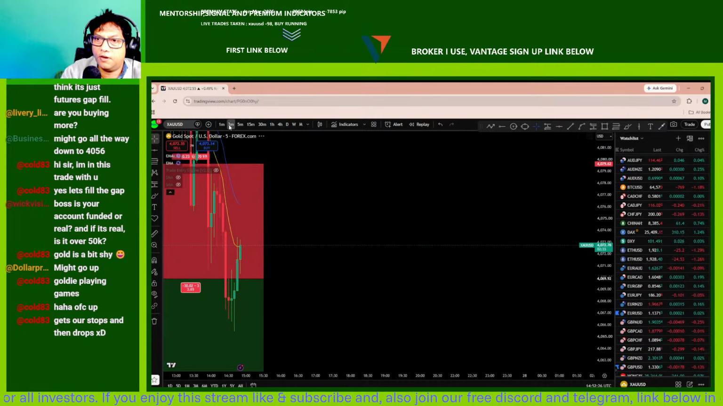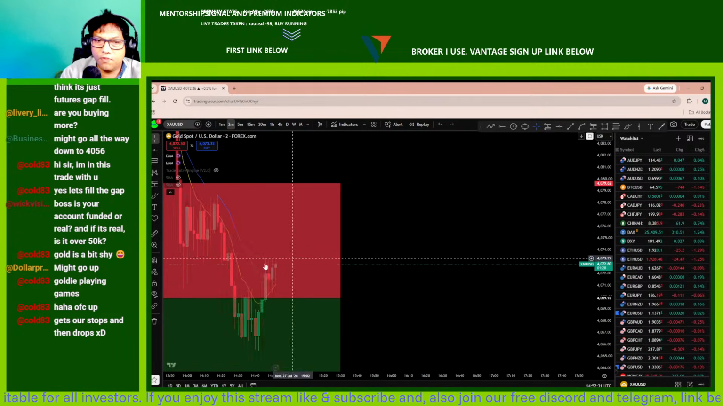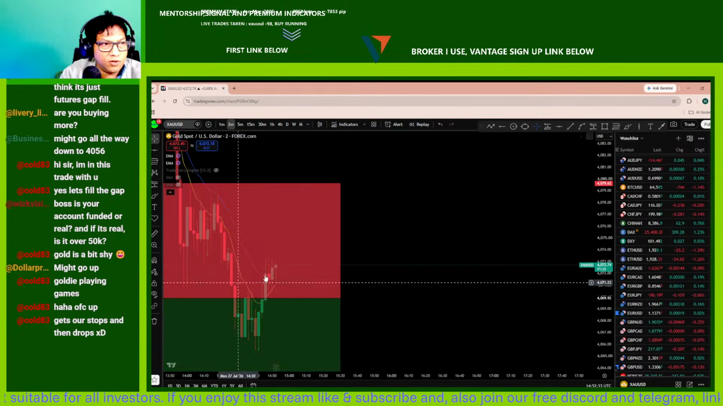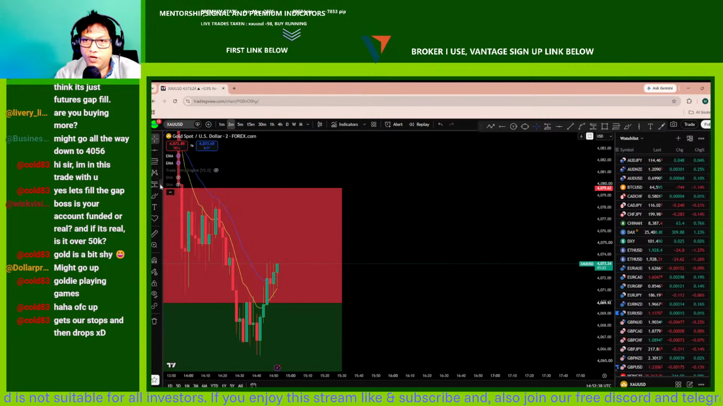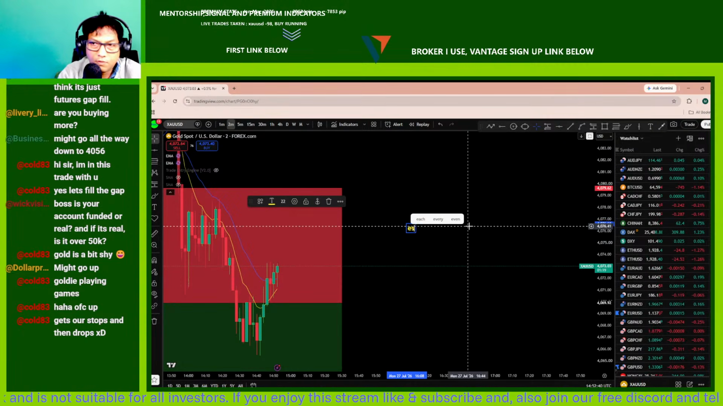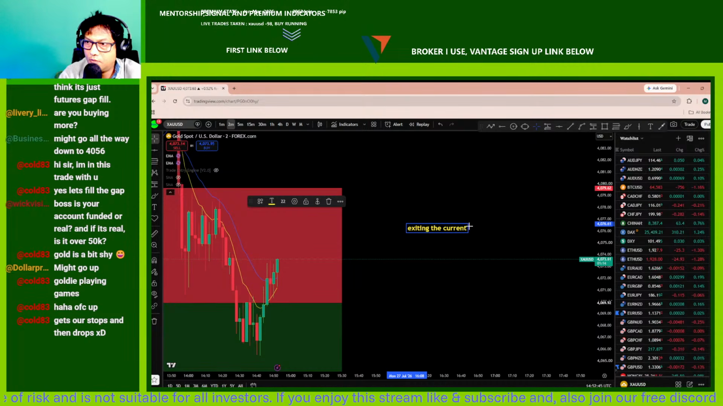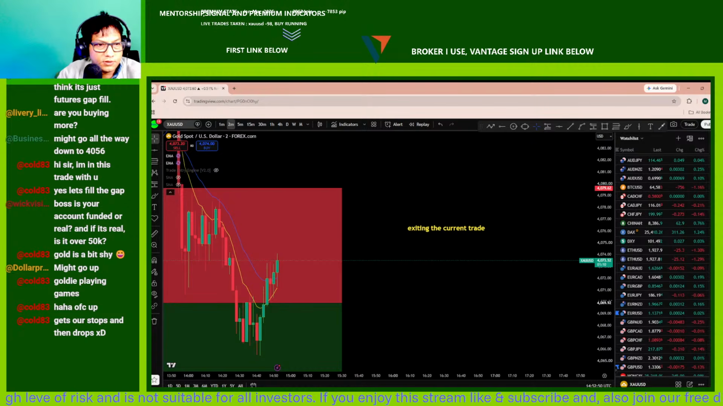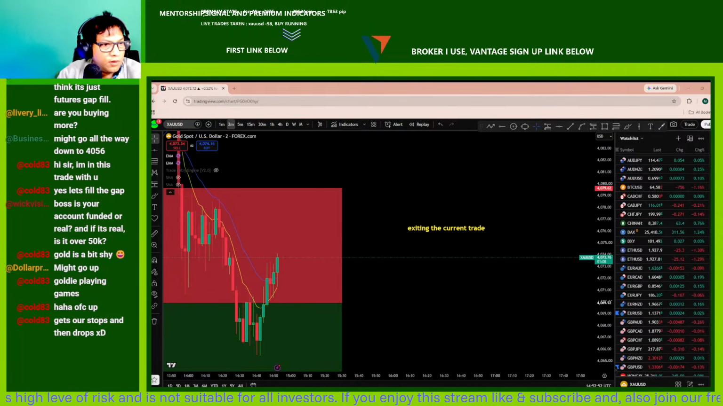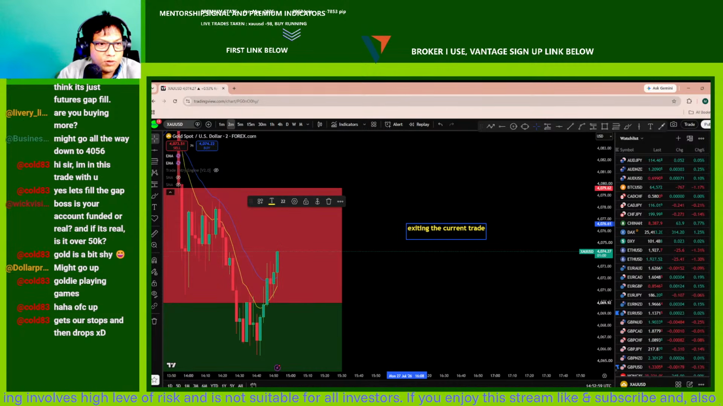Okay, again there's a false breakout here, and I think it might just go back again for another liquidity sweep. This is a false breakout, so I'll be exiting this current trade here. Look at that, it's a complete false breakout along this area, and it might just go again to grab liquidity.